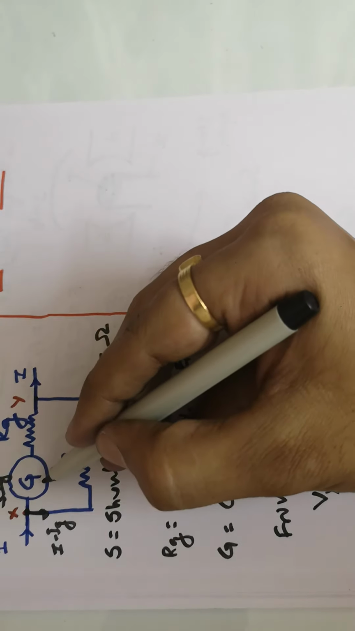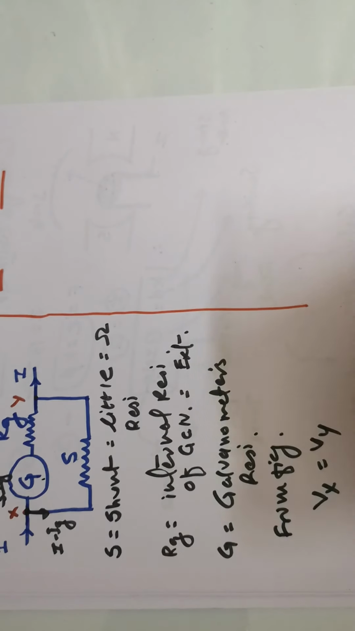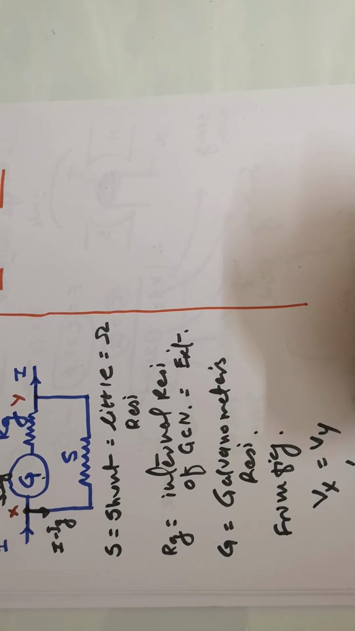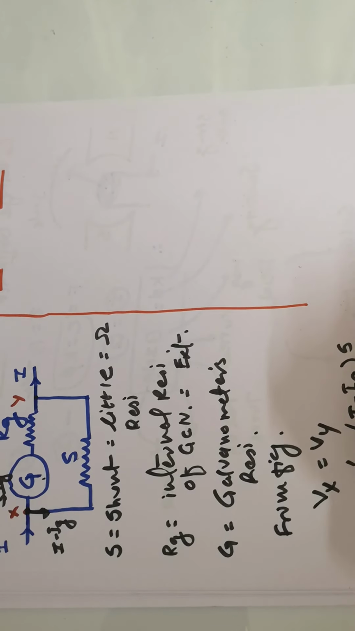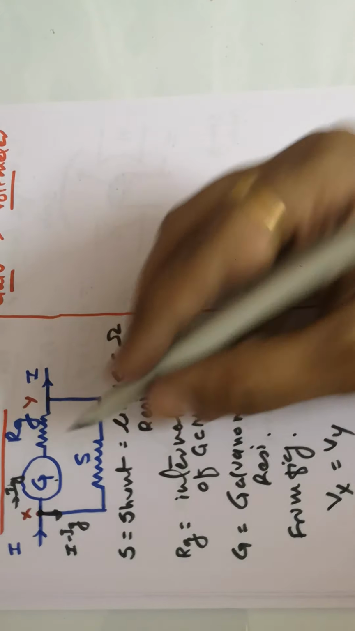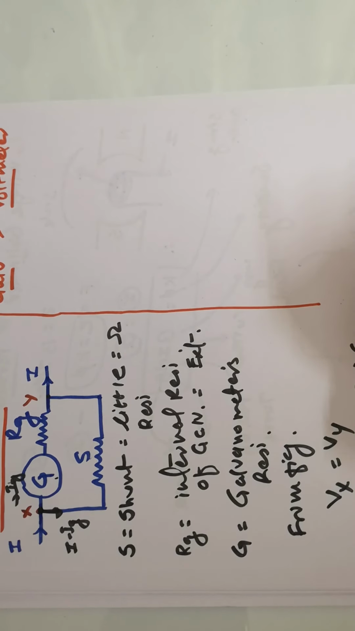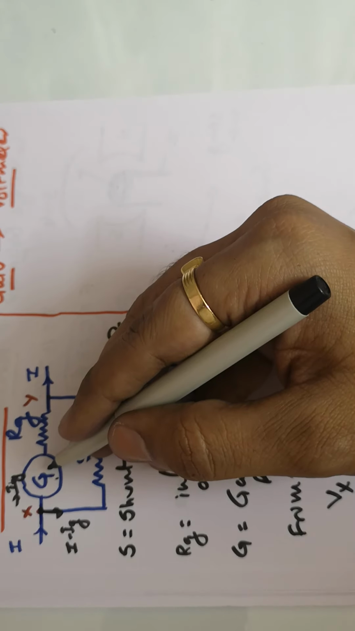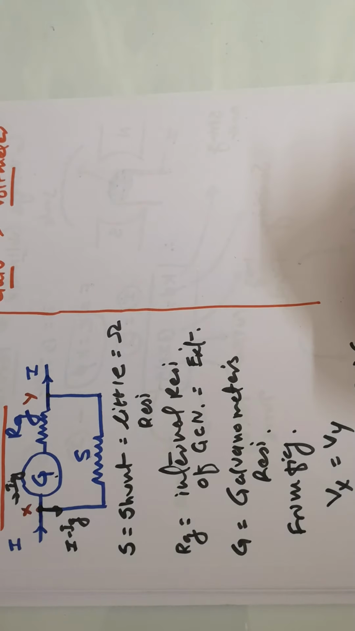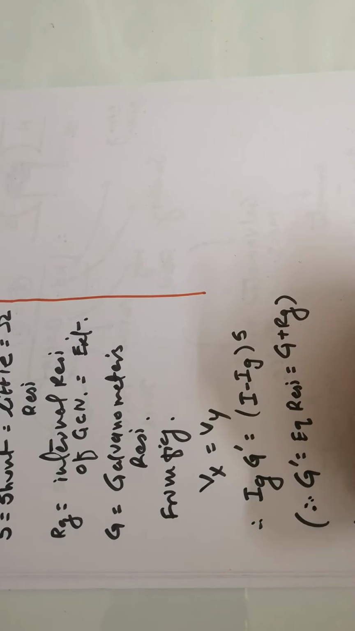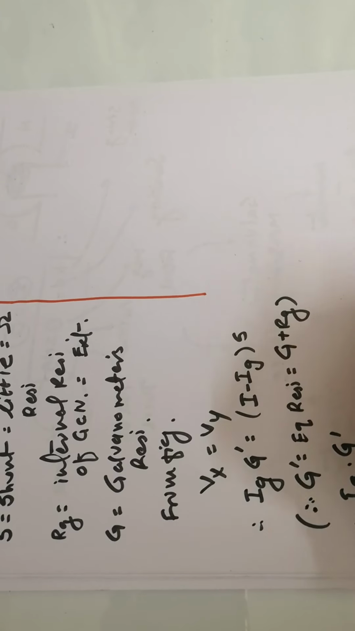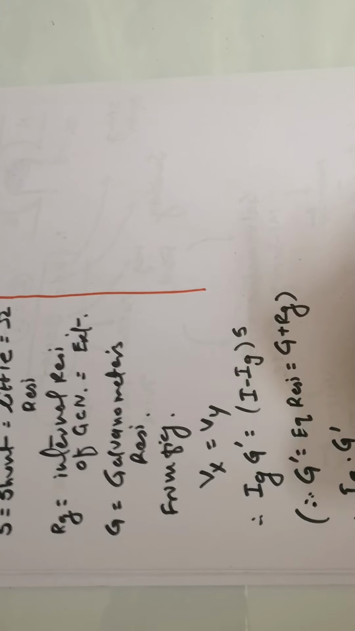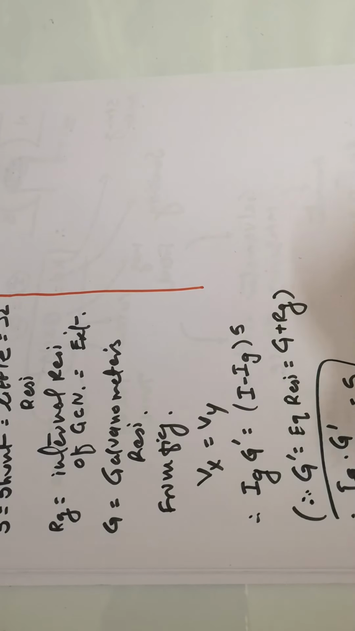So the current Ig into G, and Rg is already inside. I can say that Ig into G dash is equal to the left part, I minus Ig, into S. Here G dash is the equivalent resistance of capital G, which is the galvanometer's own resistance Rg, that is, G plus Rg. So it should be quite clear. Now I have Ig G dash divided by I minus Ig equals S. This is the equation of the shunt.